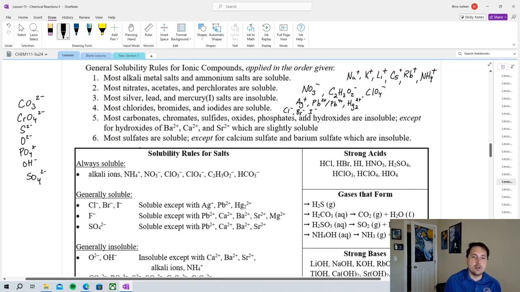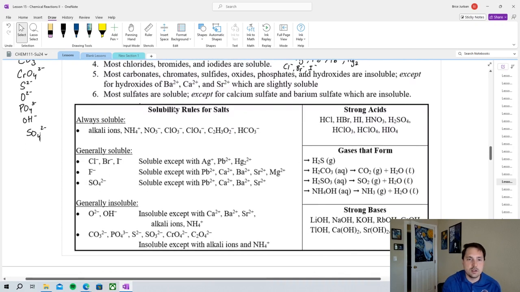Those are generally soluble unless it's calcium sulfate or barium sulfate, which are insoluble. So there's a lot of rules here, lots of exceptions here. And that's why it's helpful to have this handout available when you are working on a problem that involves solubility. And these will generally be problems that have double replacement reactions.